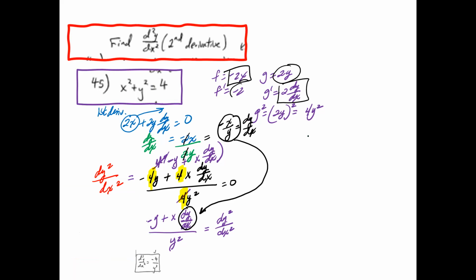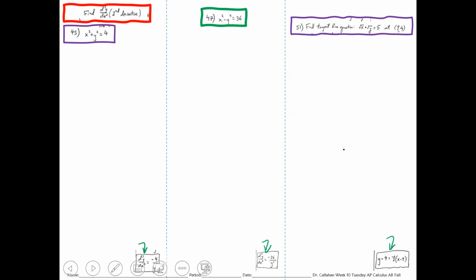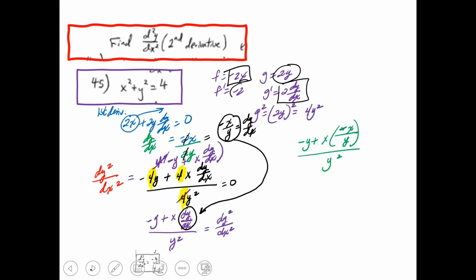So then what I have here is a negative y plus x times negative x over y, divided by y squared. So then what I'm going to do is I need to go ahead and algebraically simplify this. So I'm going to multiply this out. So it's a negative y minus x squared over y, divided by y squared.